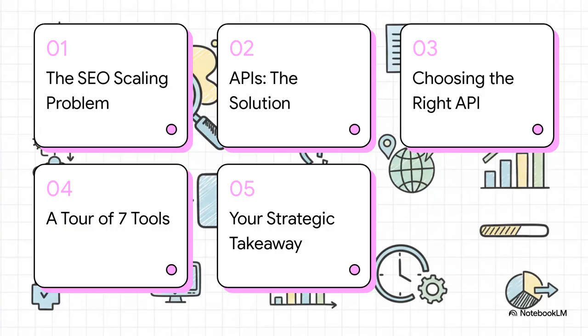So here's our roadmap for today. First, we'll nail down the scaling problem that every SEO pro runs into. Then, we'll talk about APIs as the answer and give you a solid framework for picking the right one. After that, we're doing a quick tour of 7 top tools, and we'll wrap it all up with the one big strategic question you need to ask yourself.